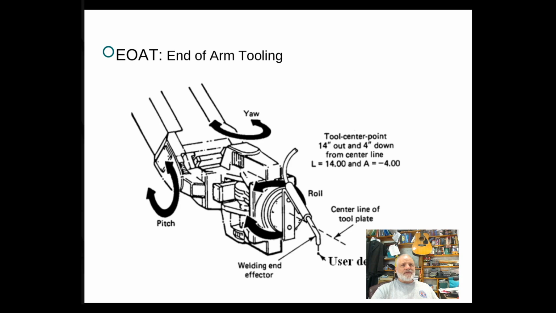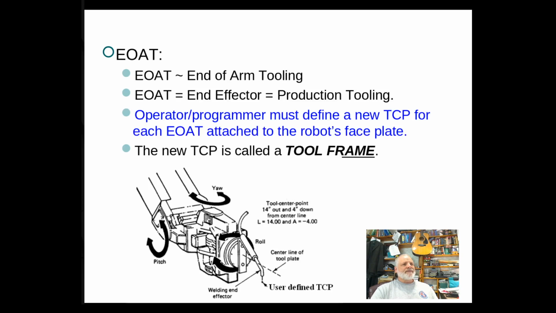we need to teach it where that tool center point is. So we're going to have to define it based on the type of tooling that we're going to attach to the robot. So here in this example we have a welding tip, and obviously it's not the center of the faceplate, so we actually have to define that tooling. Okay, so you see the user defined tool center point here. This is done by what we call a tool frame. So the tool frame gives us a frame of reference where the center of that reference is the tool center point.